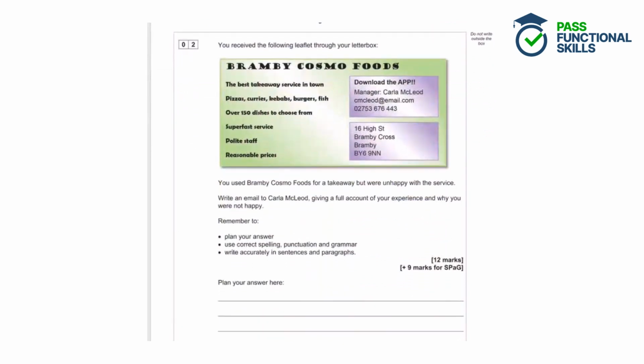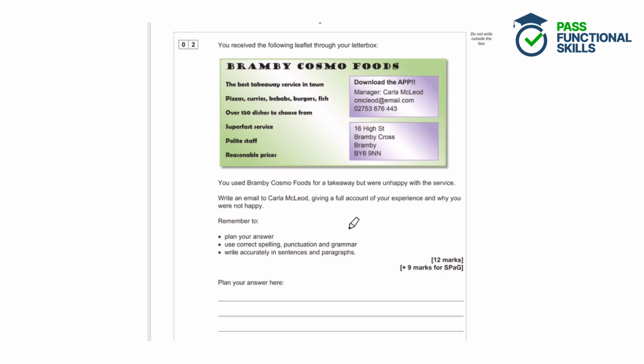You received the following leaflet through your letterbox. Branby Cosmo Foods, the best takeaway service in town. Pizzas, curries, kebabs, burgers, fish. Over 150 dishes to choose from, super fast service, polite staff, reasonable prices. And then we've got some contact details here. You used Branby Cosmo Foods for a takeaway, but were unhappy with the service. You write an email to Carla McLeod, giving a full account of your experience and why you were not happy.